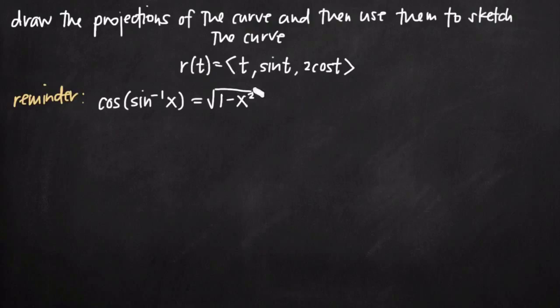The vector equation is defined as t, sine t, 2 cosine t, where each of these are the three components of our vector equation. Now, when we talk about drawing projections, we're interested in three projections, and those are the projections of the curve onto the three coordinate planes. So let's go ahead and draw an example of what we're talking about here.